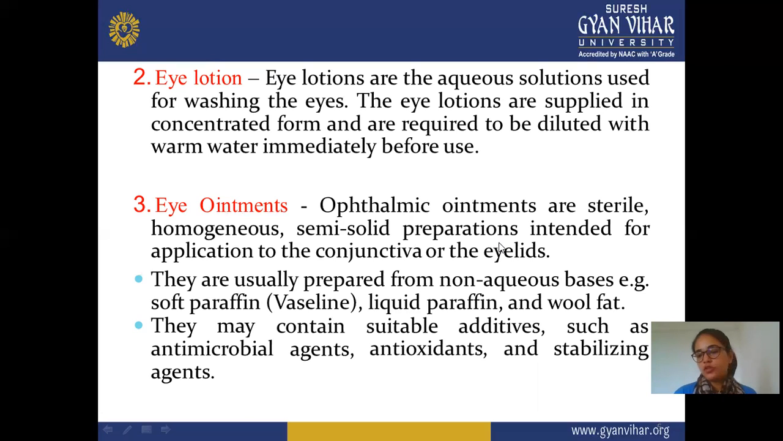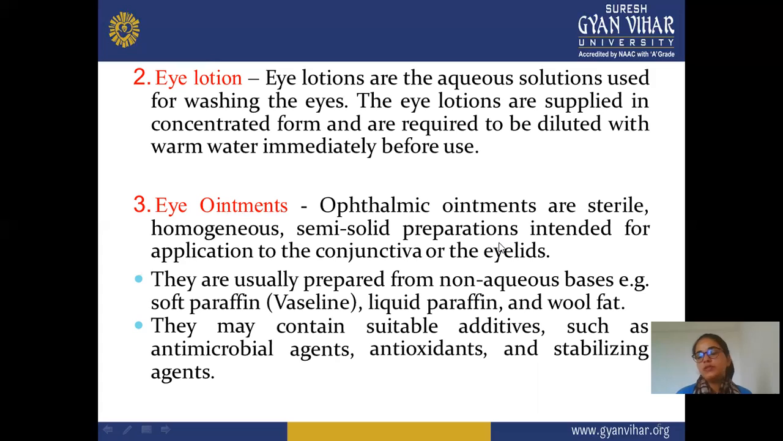We are discussing ointment, so you should know that ointments are already in a semi-solid form. So these eye ointments are a semi-solid preparation intended for application to the conjunctiva and eyelid. Means this is applied to two parts of your eye, and depending on the disease or type of ointment, it may be applied on the conjunctiva or maybe on the eyelid. And these are ophthalmic preparations available in semi-solid, homogeneous form, and they are usually prepared by non-aqueous base. Example, soft paraffin, that is Vaseline.